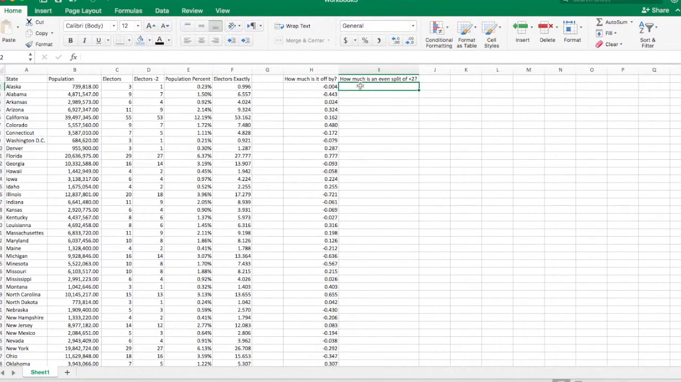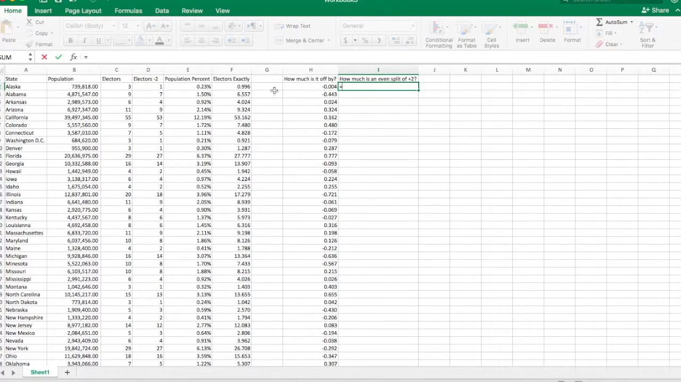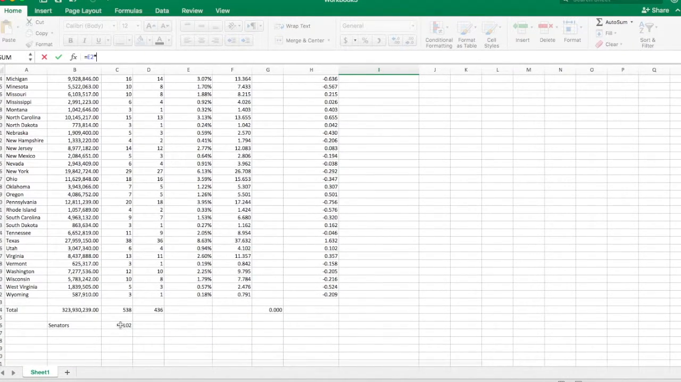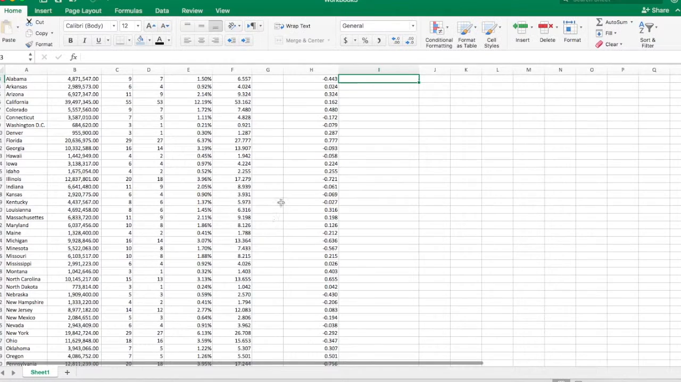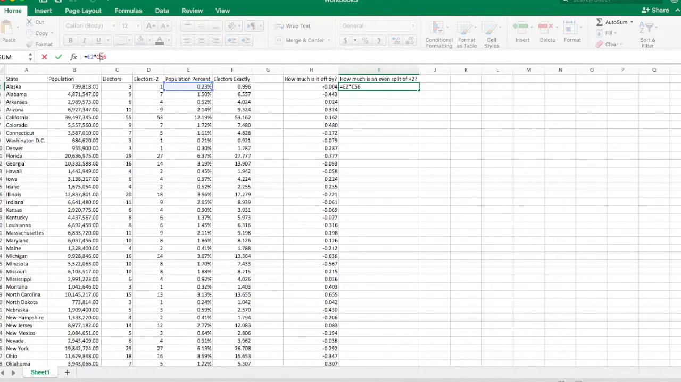So, how much would an even split be for senators? Let's look at this. That would mean that we would need to take the population percent so that it's even, and we'd multiply it by the number of senators we want to have total. So this is the number of senators that we subtracted out, so let's just use that. It could have been any number, but let's just do that for now. And we want to make this a permanent address so that it stays the same for all of them.